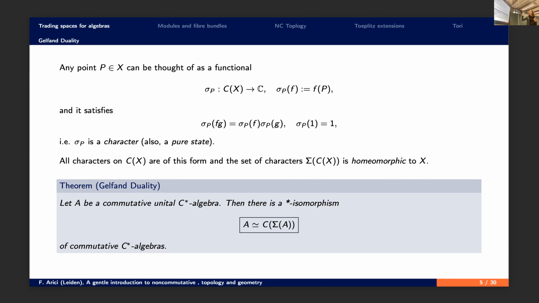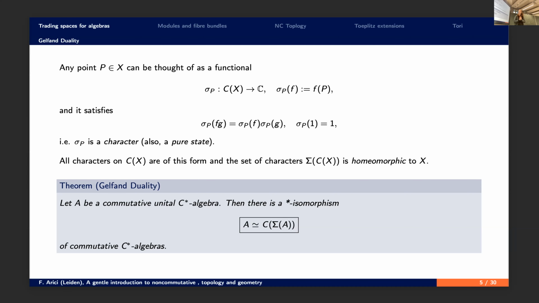Moreover, it has value 1 on the identity function, and this we call a character in mathematics and analysis, or also a pure state if you're more motivated by physics and quantum mechanics. And the important result is that all the characters on the commutative C*-algebras of the form C(X) are of this form, and you can prove that the set of characters, denoted σ(C(X)), is actually homeomorphic to the starting topological space. So this is good news because it means that if you start from a C*-algebra and you look at the set of characters, you do get a topological space, and this space recovers the underlying topological space of your algebra of functions.